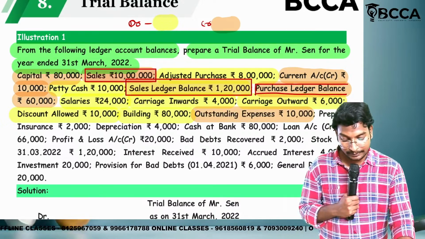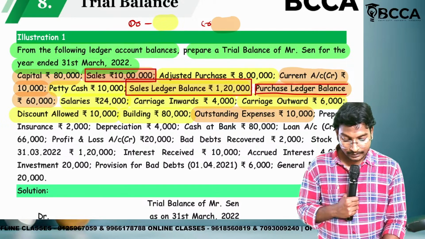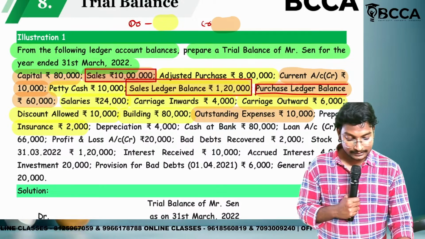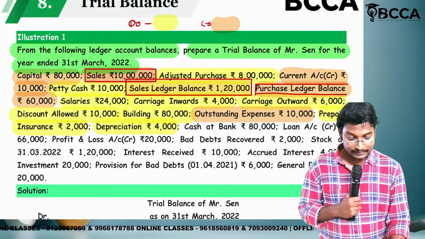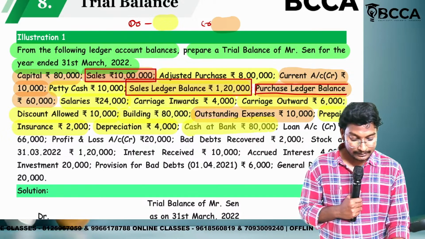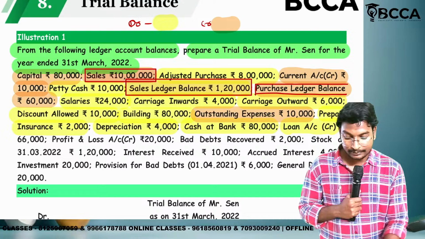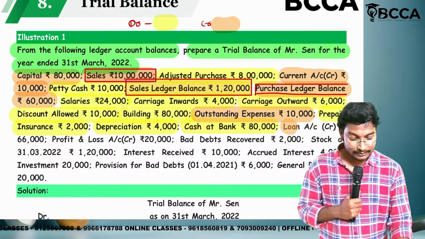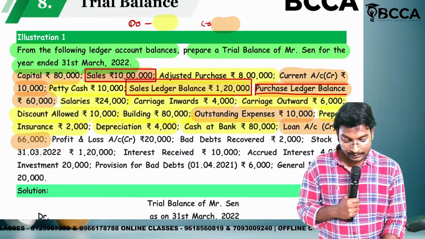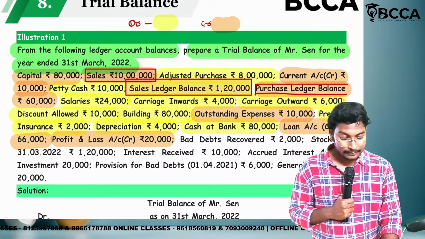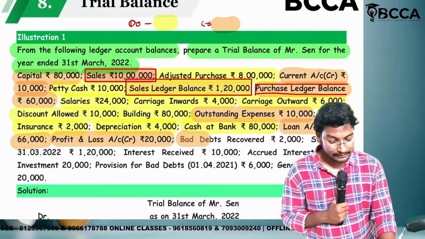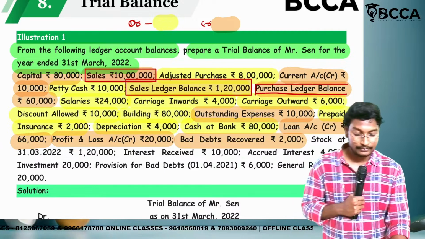Next one, prepaid insurance. Asset or liability? Asset. Asset means debit balance. Depreciation. Debit balance. Cash at bank. Debit balance. Loan CR. Credit balance. Loan CR means which balance? Credit balance. Profit and loss CR. Credit balance. Bad debts recovered. Credit balance. Income or expenditure? Income.